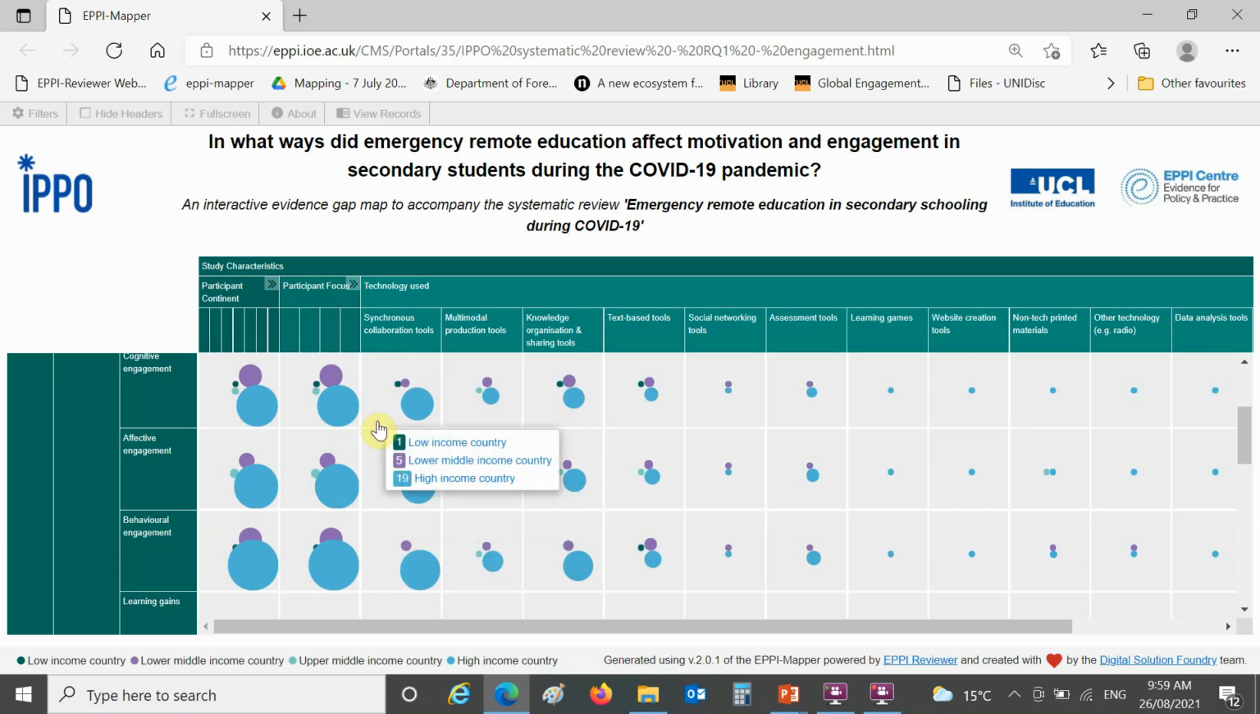And synchronous collaboration tools are things like Zoom, any live video lessons that were used, and that was followed closely by knowledge organisation and sharing tools. Again, they're learning management systems, so quite unsurprising that they would be frequently mentioned, but also have engagement indicators. And then multimodal production tools following that.